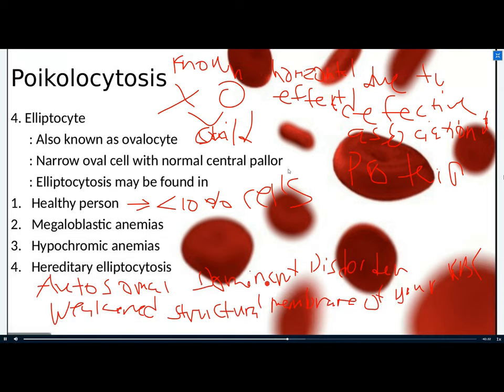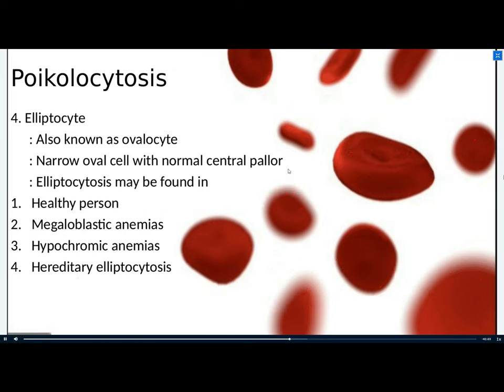It is an autosomal dominant disorder wherein even if only one parent has it, it can still manifest in their child. It is characterized by a weakened structural membrane of your RBC due to defective association of a protein known as the horizontal effect. Any more questions? If none, I'll proceed to the next slide.